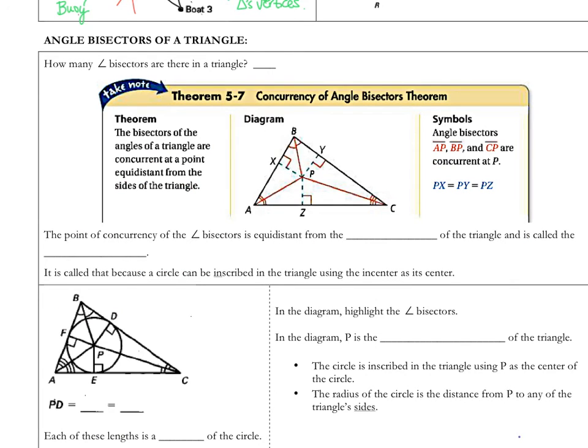Alright, now we're going to talk about angle bisectors in a triangle. Because a triangle has 3 vertices and therefore 3 angles, that means that it's going to have 3 angle bisectors.